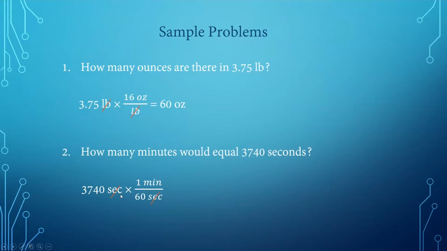This is a really good way to make sure you don't make any mistakes in a conversion problem. If your units don't cancel, if you end up with seconds on the top in both steps, you know you've got something done incorrectly. And of course, this ends up being 62.3 minutes.